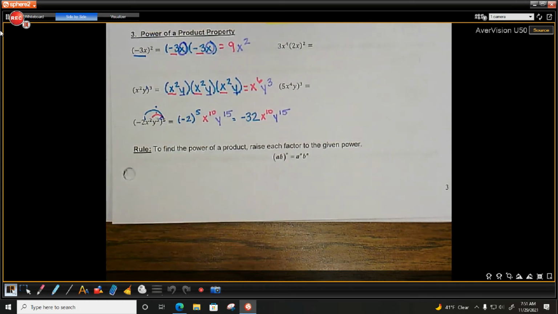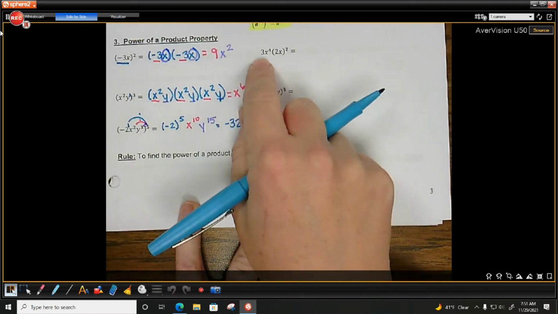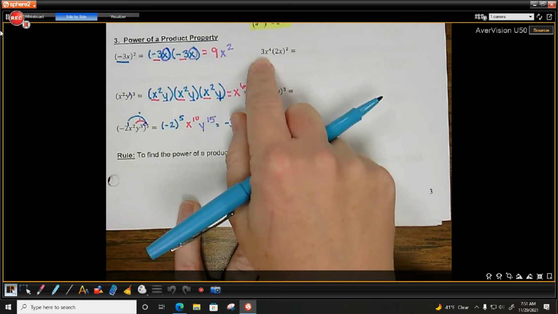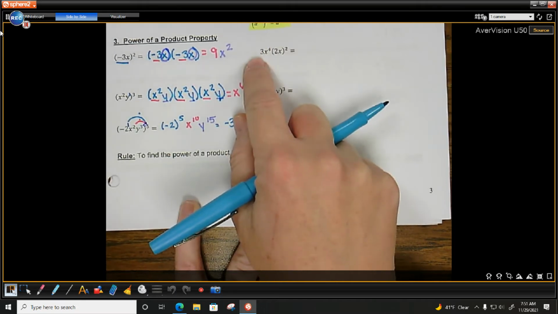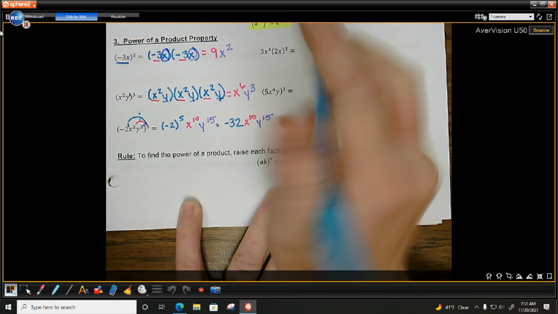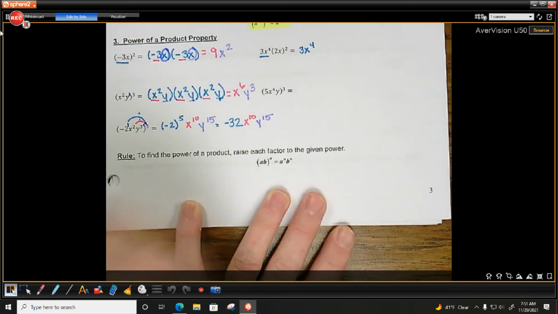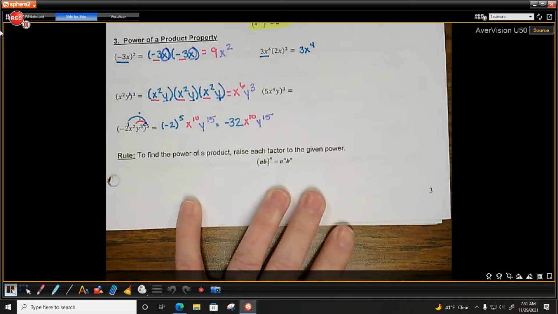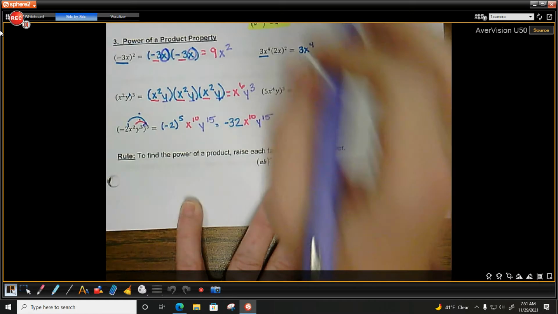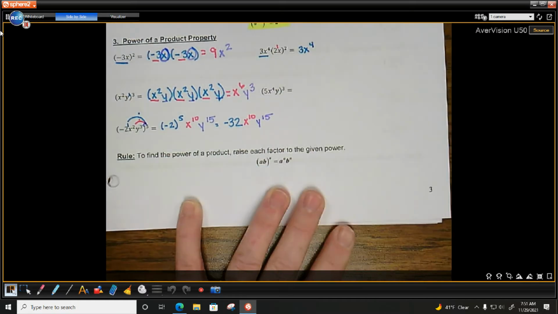Okay, let's look at this next one. This 3x to the 4th power, is this in parentheses? So am I going to distribute that exponent of 2 to the 3 or to this x to the 4th? No. This 3x to the 4th stays 3x to the 4th power. Does my 2 have an exponent? It doesn't have one written, so I'm going to put a 1 there. Does my x have an exponent? No, so I'm going to put a 1 there.